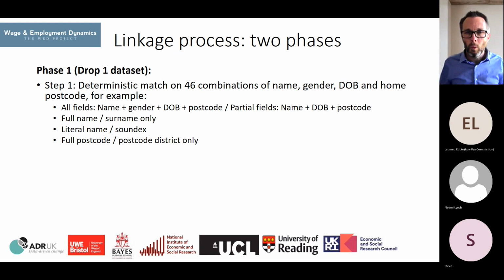Now, one nice outcome might be that you get an exact match on the full name, on the gender, on the date of birth, and the postcode. You can find somebody in ASHE and someone in the census who have exactly the same information on those complete 4 fields. That doesn't always happen, so that's why ONS have used 46 combinations. One combination is complete information across all of those 4 fields.